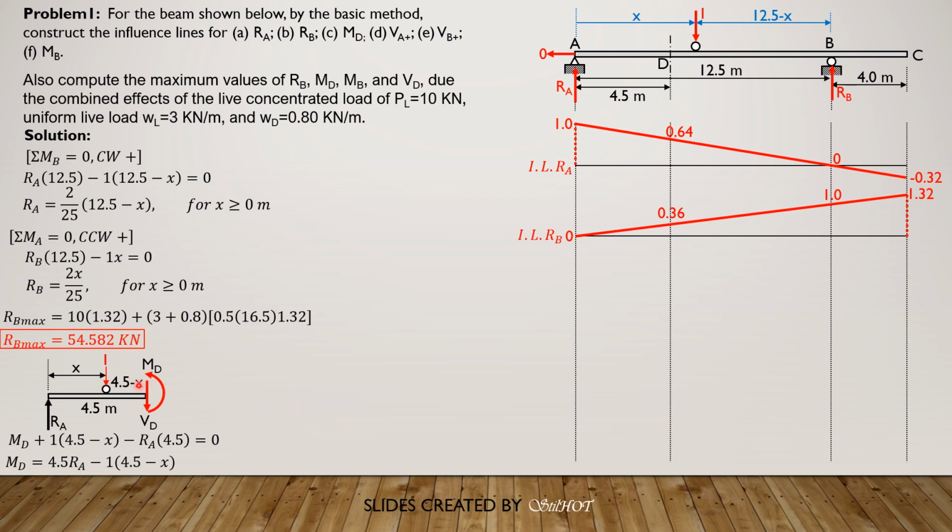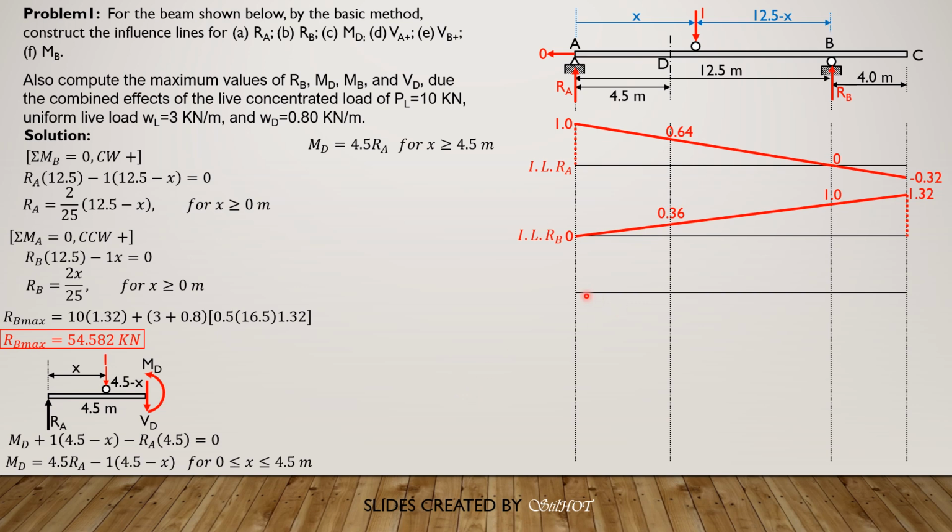So when X is greater than equal to 4.5, this unit load here is no longer in this free body diagram. It's on the other segment of the beam. So we remove its contribution to moment, which is this. So what is left is 4.5 RA. So for X greater equal to 4.5, moment at D is 4.5 RA. So when X is 0, then RA is 1, 4.5 times 1 is 4.5 minus 1 times quantity 4.5 minus 0 is 0.